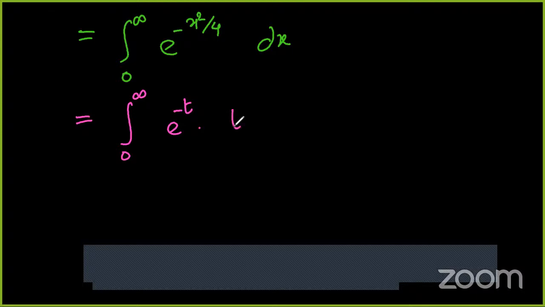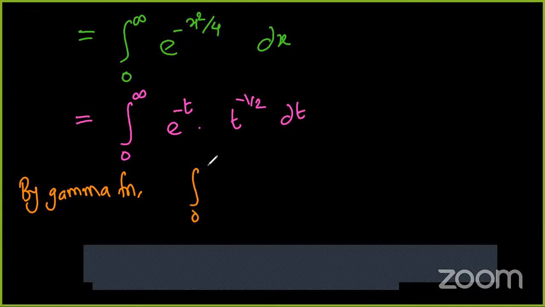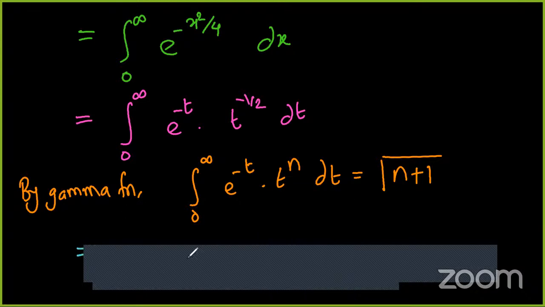I'll write once again. So what was the question? 0 to infinity e raised to minus x²/4 dx. So let's substitute x²/4 by t. So it becomes e raised to minus t, and dx is t raised to minus half dt. Okay. So what is the gamma function? By gamma function, 0 to infinity e raised to minus t into t raised to n dt, the answer is gamma n plus 1. Okay. Then if I use this formula, what will be the answer?